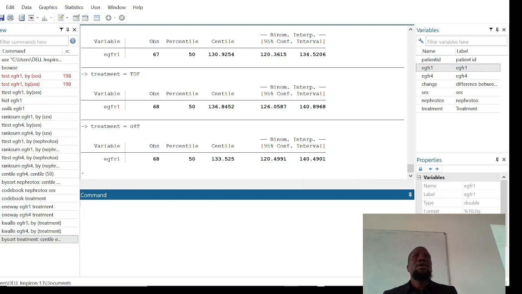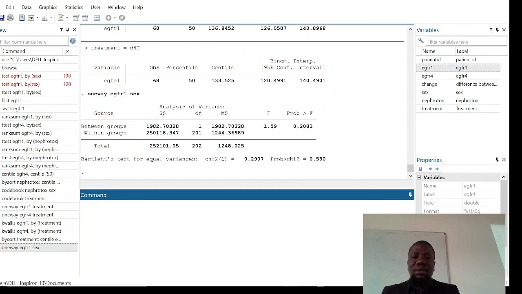In fact, we can actually do an ANOVA when you have two groups, and the answer you get is the same answer that you would get when you do a t-test. Basically, a t-test is an ANOVA with two groups. Okay? So, let me show you. ANOVA. You can say ANOVA or oneway. Stick to what we have been using. Oneway eGFR1 by X. There you go.